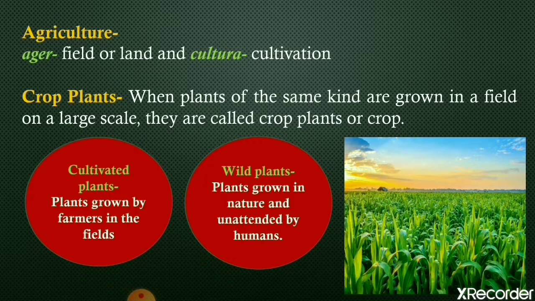Now what is agriculture? The word agriculture is derived from two Latin words. The first one is ager. Ager means field or land. And the next word is cultura. Cultura means cultivation. So when we cultivate, we grow crops or plants on a field or land, then it is agriculture. Agriculture is a branch of science, and in this branch of science we study how plants are grown and how we raise livestock, for human use. So we can say the branch of science that deals with growing crops and raising livestock for human use is called agriculture.